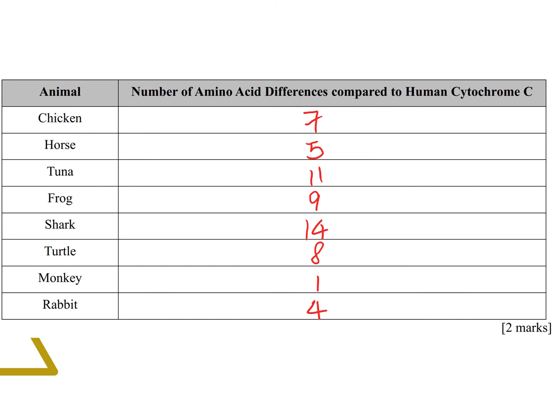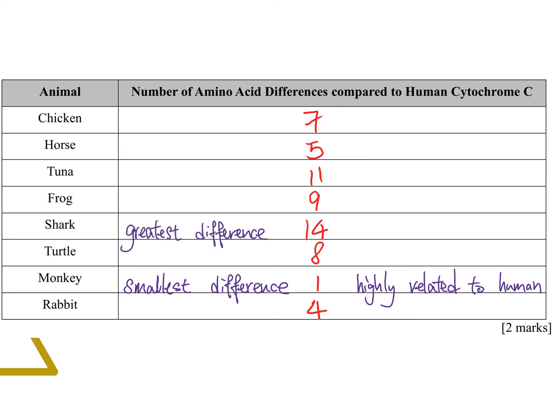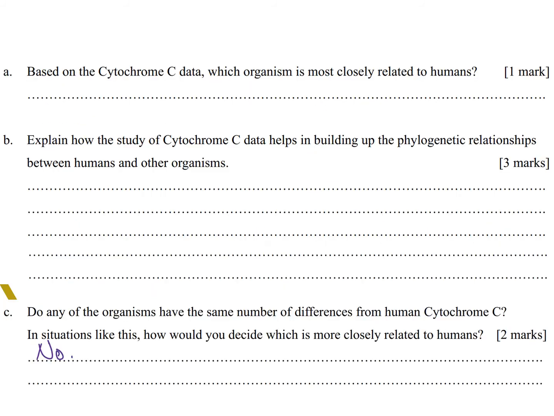Among all of the animals, monkey has the smallest difference in the amino acids. Therefore, it is highly related to human. But for shark, it has the greatest difference in the amino acids compared to human. So therefore, it is the least related to human. Based on the cytochrome C data, which organism is most closely related to human? If you remember the table, it should be monkey, because it has the smallest difference in the amino acid sequence.